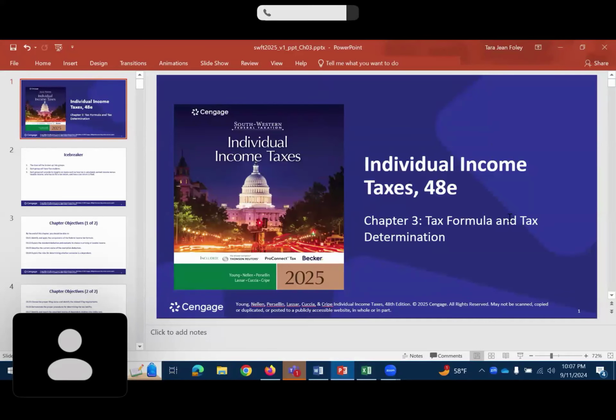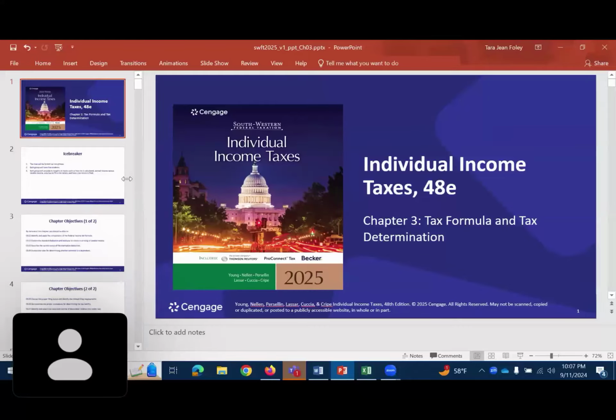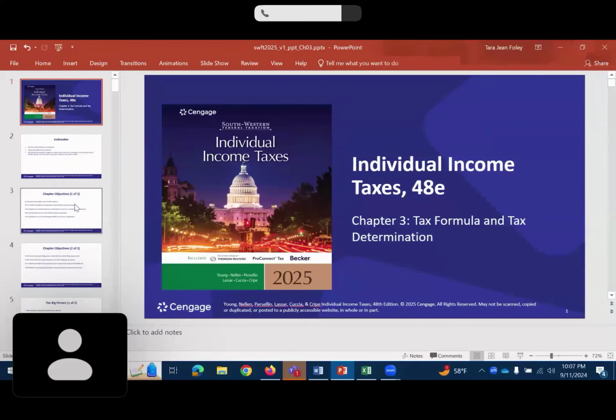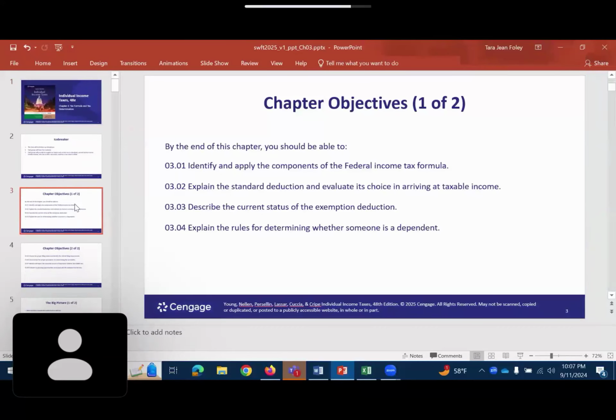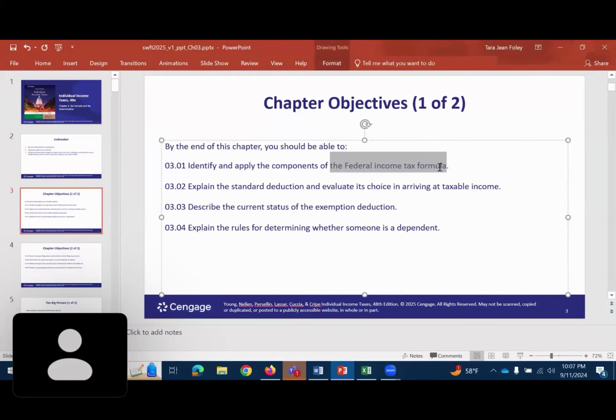All right. The tax formula and tax determination. So, the chapter objectives. Apply and identify the federal income tax formula. What are all the standard deductions? There's standard deductions and there's additional standard deductions. And what choice are you going to make to be able to get your taxable income? The current status of the exemption deductions and rules for whether someone is dependent or not.